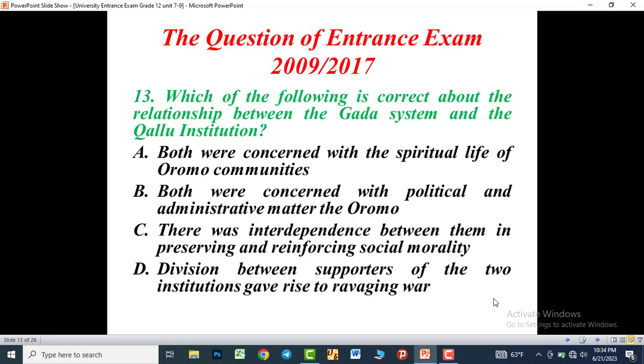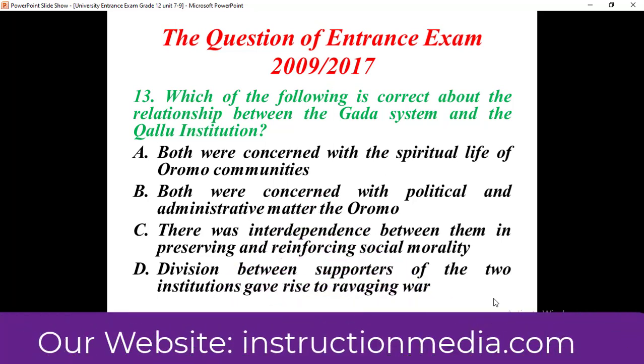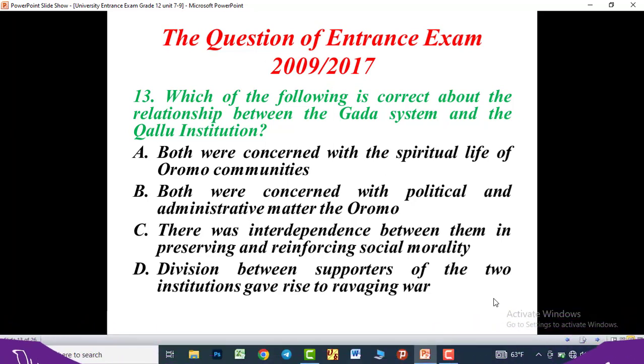As the explanations about these questions, you know that the Gada system and Kalu institutions are interdependent. Why? Because all the Gada officials were appointed by Muda ceremonies. Muda ceremonies are both celebrations of religious issues and also political issues. However, Kalu blessed Gada officials every 8 years to govern the Oromo people. Both of them were interdependent. Based on this explanation, question number 13 answer is C.